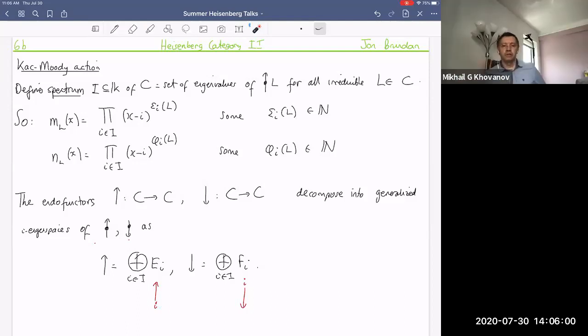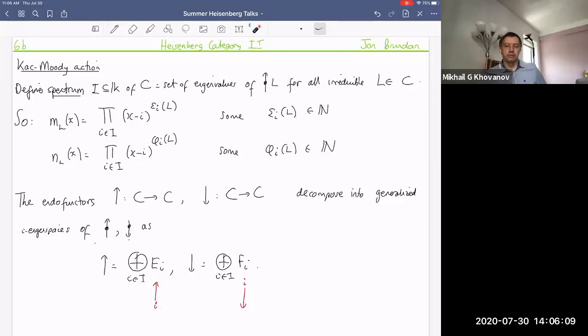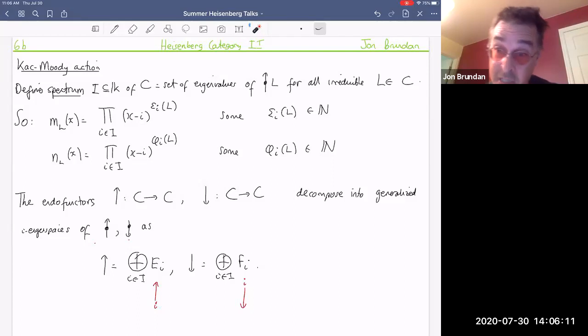So when i is not an integer, you still have an action of E and F. Yeah. And that still increases i. Yeah, exactly, by one or lowers by one. That's right. And I mean, these Deligne categories are another good example.